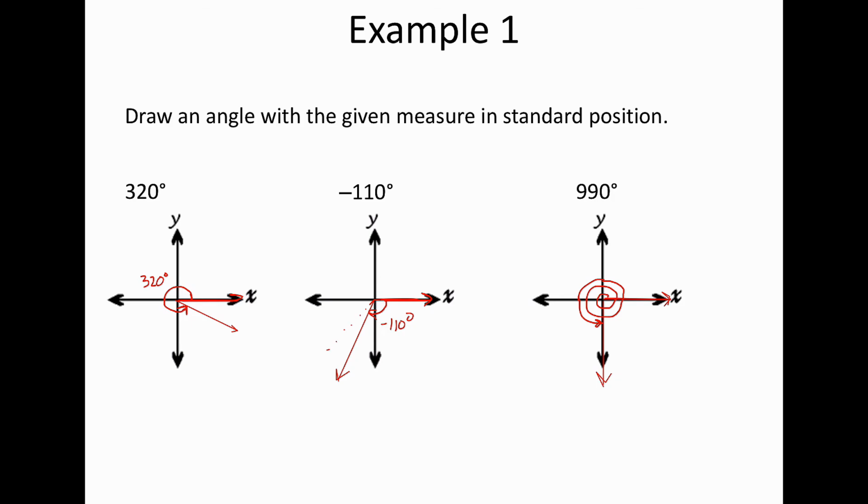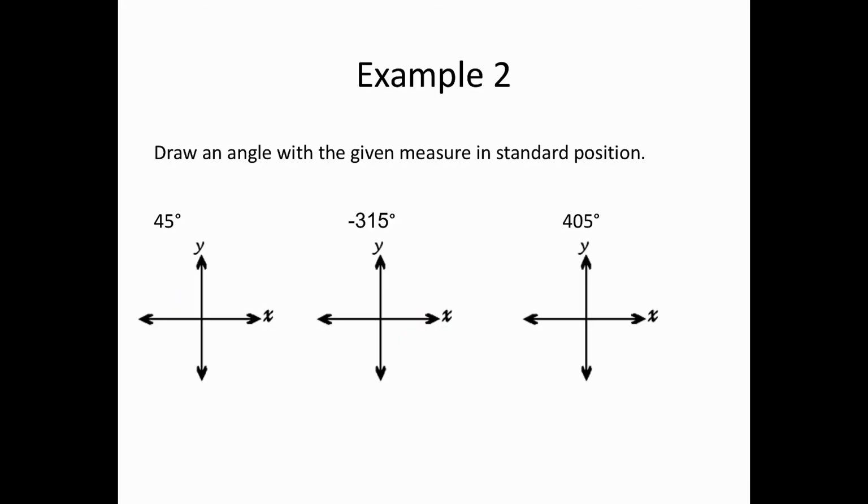On example 2, I'd like you to take a moment, pause the video, and try those 3 angles on your own. We got 45 degrees, we got negative 315 degrees, and we got 405 degrees. So pause the video, do those 3 angles, come back, and we'll pick it up there. Okay, you paused it, you've come back. Obviously, I totally trust you. I believe nobody just kept watching the video.